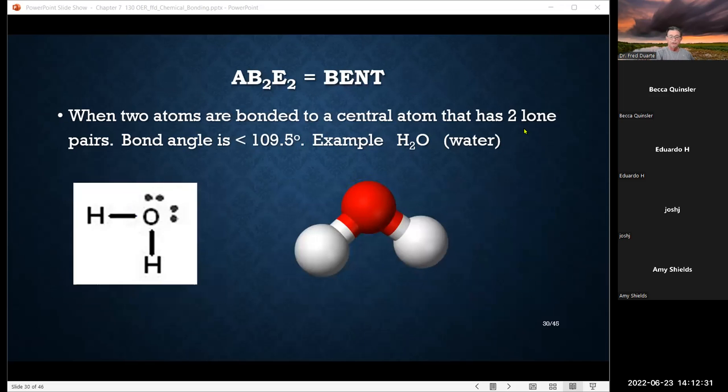And then water we went through, that has the AB2E2 geometry, very bent. That should be like a double less than 109, because with two lone pairs on the central atom, that bond angle really gets shoved down. Almost probably close to 90 degrees, not quite though, but close.